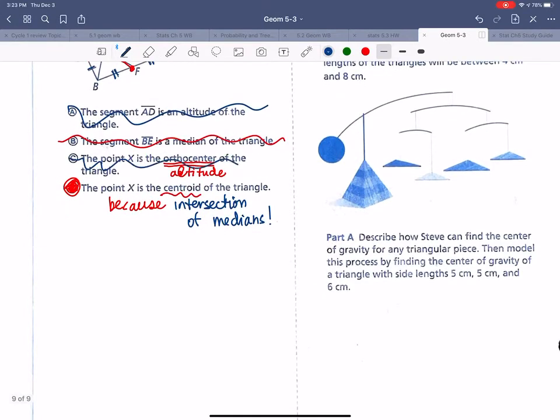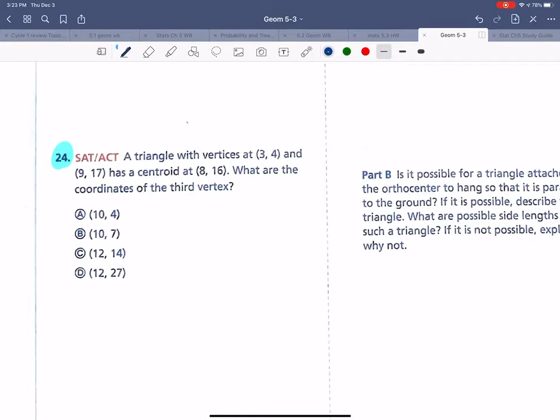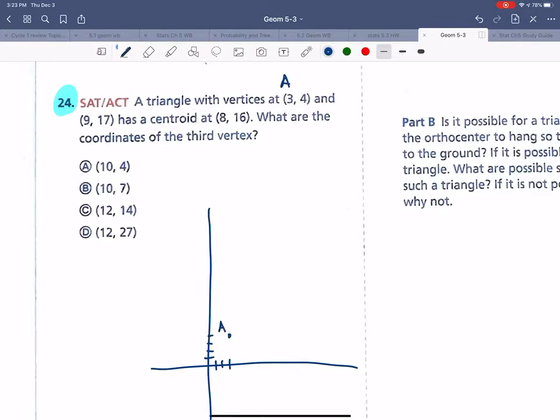Okay, and that one's not right. 24, a triangle has vertices of 3. Oh, wait, they're going to give me bigger numbers. Okay, 1, 2, 3, 1, 2, 3, 4. Okay, I'm going to call that A. 9, 17, 1, 2, 3, 4, 5, 6, 7, 8, 9. 1, 2, 3, and so on up to 17.